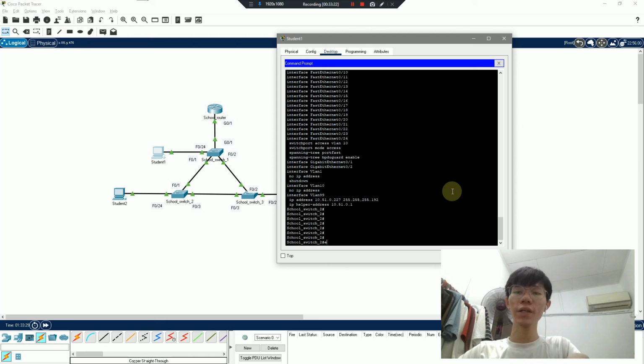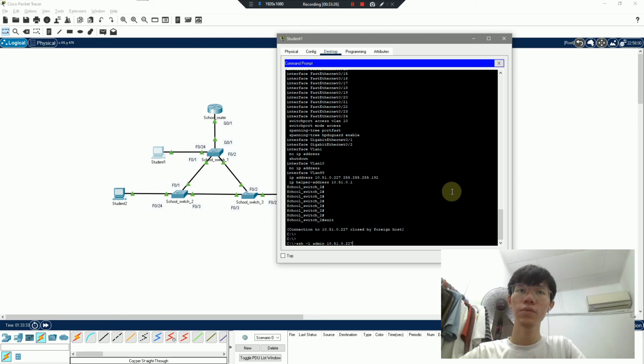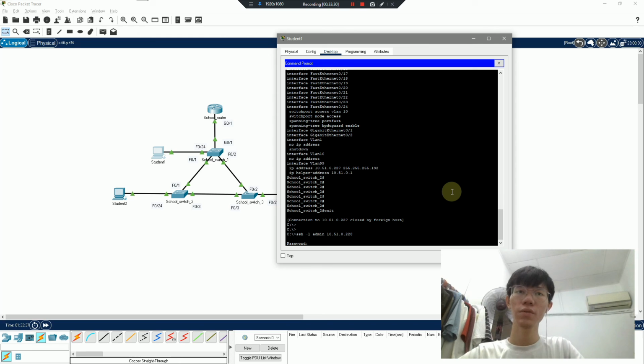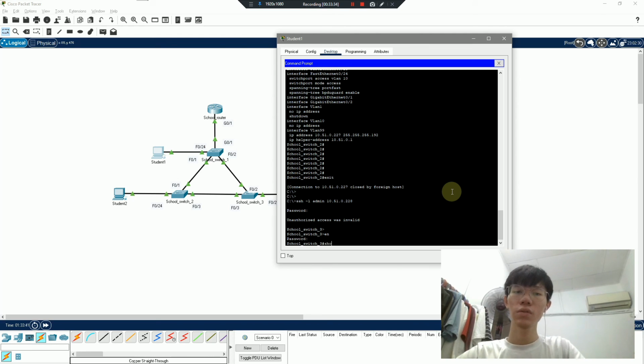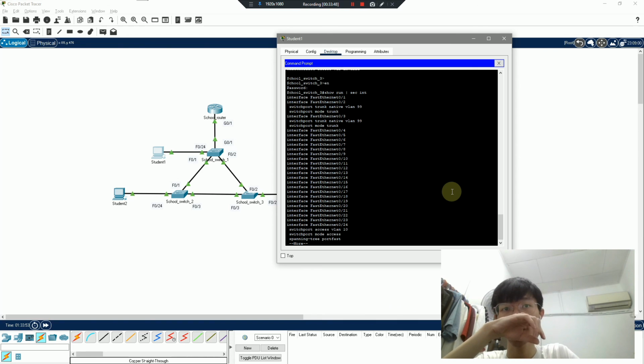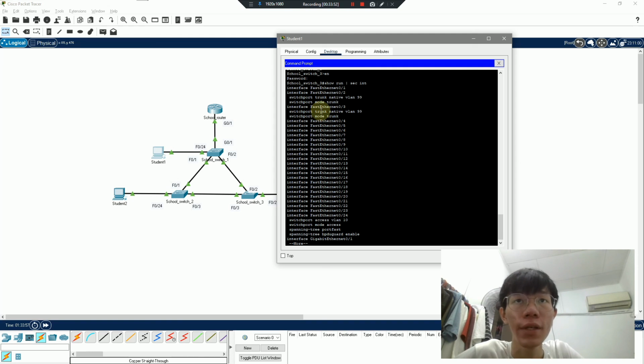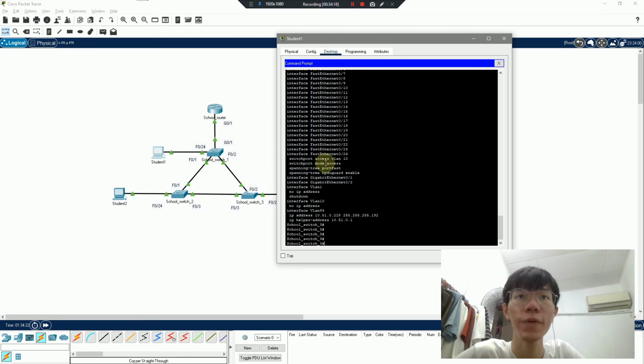Next, this is for switch 3. Interface FastEthernet 0/2 is trunking with native VLAN 99 in trunk mode. FastEthernet 0/3 is trunking with native VLAN 99 in trunk mode, and FastEthernet 0/24 is switchport access VLAN 10, with spanning-tree portfast and spanning-tree BPDU guard enabled.